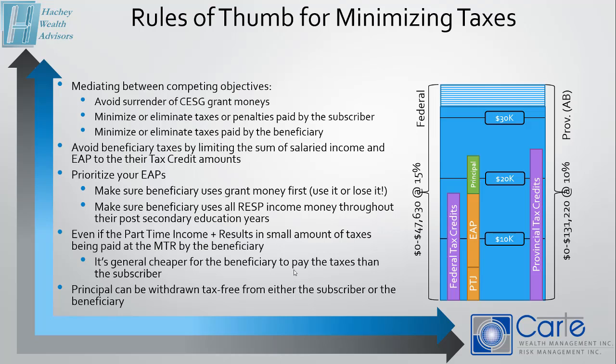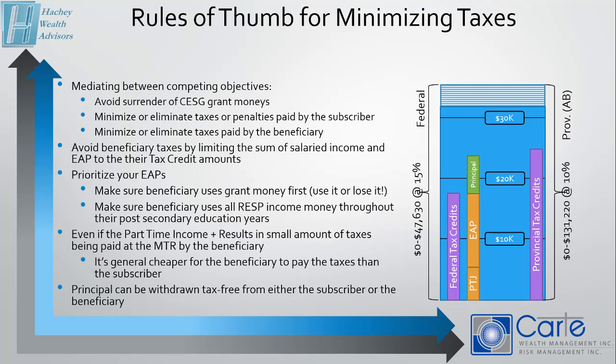So that's an important rule of thumb here, is that we try to use all that grant money first. The next priority should be for the beneficiary to use the income money as the EAP, because if it's not used by the beneficiary, then it'll be taxed at a higher rate and it'll be a higher burden on the subscriber. And lastly, the beneficiary should, if possible, avoid an EAP that, combined with any of their part-time income, would exceed their federal and provincial tax credit amounts. So that's our approach going forward.